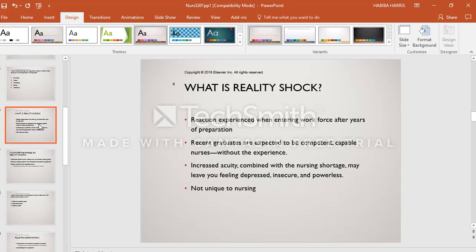So what is reality shock? Reaction experience when entering the workforce after years of preparation. Reality shock is a term often used to describe the reaction experience when one moves into the workforce after several years of educational preparation. The recent grad is caught off guard and moved from a familiar situation into a new role in the workforce, where your expectations are not clearly lined out for you. Can be very stressful for you.